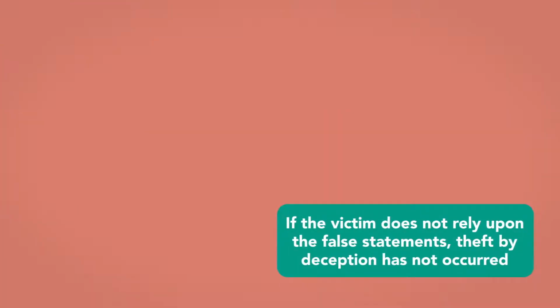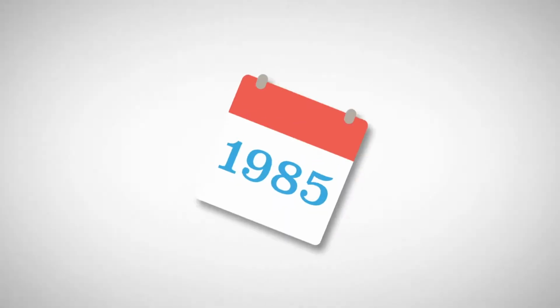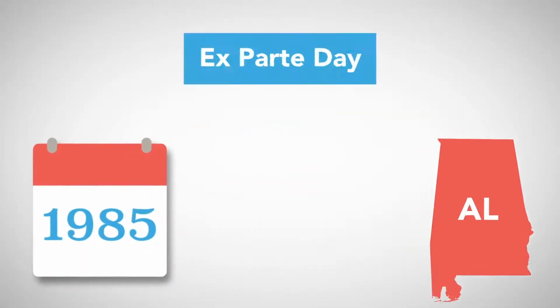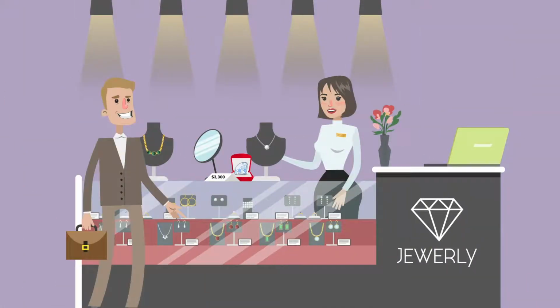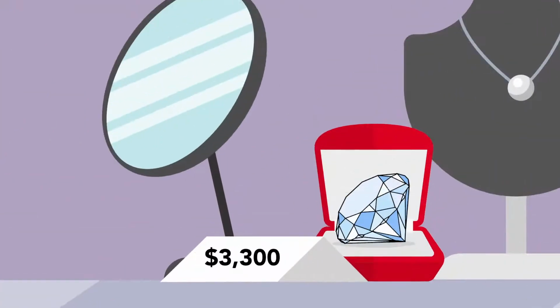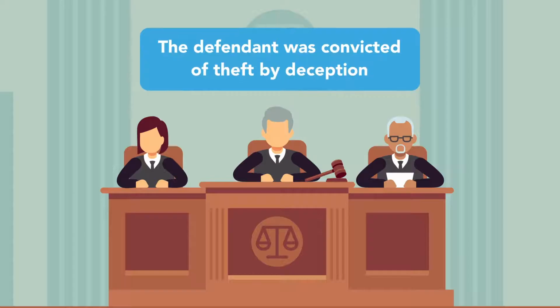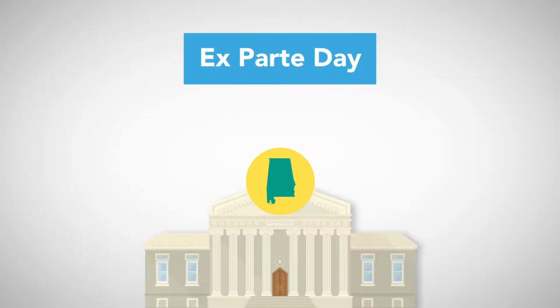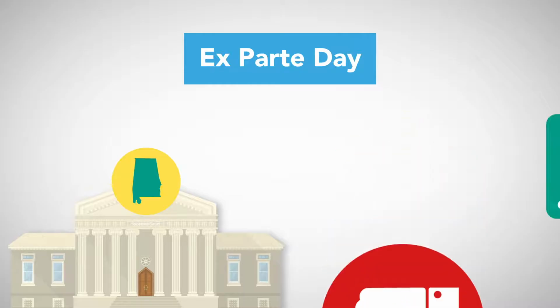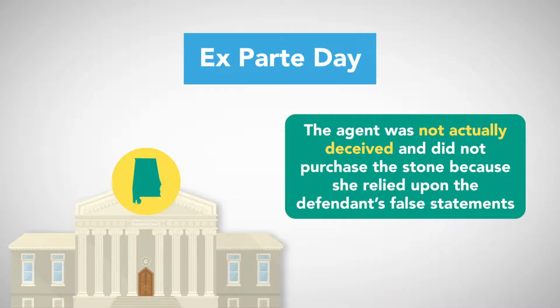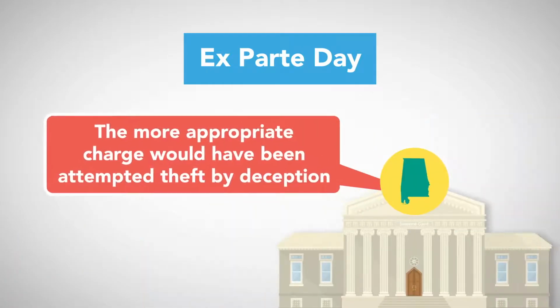If the victim does not rely on the false statements, theft by deception has not occurred. For example, in a 1985 Alabama case, Ex parte Day, an undercover FBI agent purchased a purported 1.3 carat diamond for $3,300 from the defendant. The diamond was later determined to be a zirconia stone. The defendant was convicted of theft by deception. The Supreme Court of Alabama reversed the conviction because the agent was not actually deceived and did not purchase the stone because she relied on the defendant's false promise. The court noted that the more appropriate charge would have been attempted theft by deception.